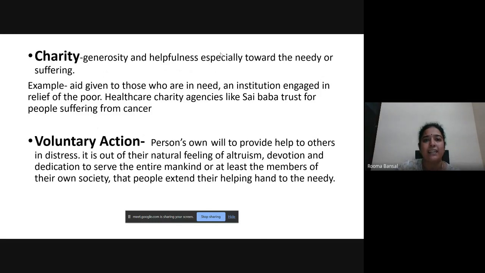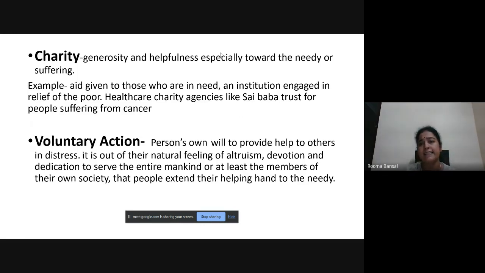Charity. What is charity? Charity is basically helpfulness and generosity, especially towards the needy or suffering people. You can say, in the old era, generally we help people by giving food, clothes, sometimes provide them shelter also. Basically, it is an aid or help given to those who are in need, or who are suffering from any sort of disease, or any sort of disability.